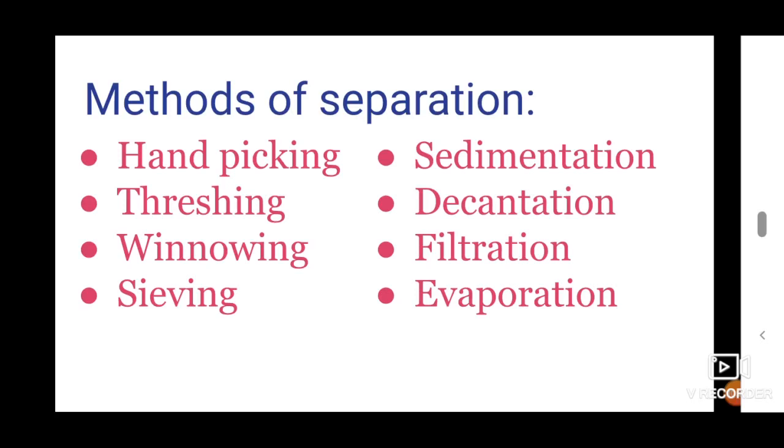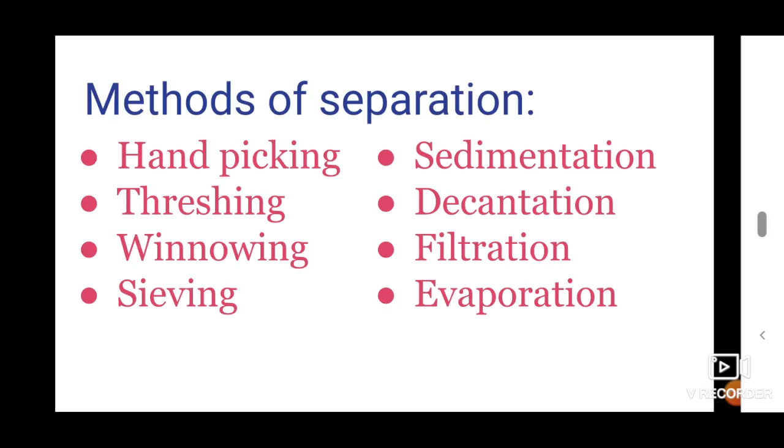Threshing is used for separating grains from stalks. Winnowing is used for separating husk from grains. And sieving is used for separating small particles like stones and husk from flour. Sedimentation is used for separating sand from a sand and water mixture. Decantation is used to separate water from a sand and water mixture. Filtration is used to separate mud from muddy water.